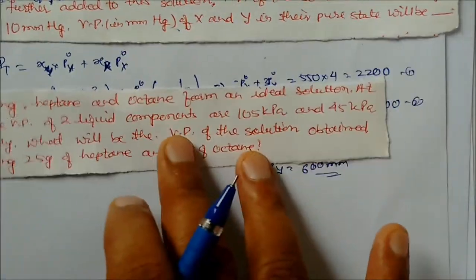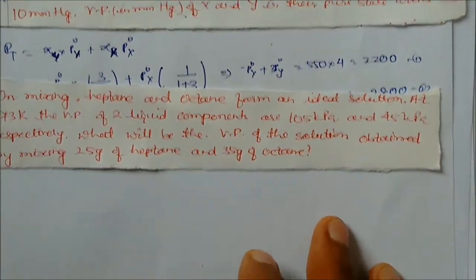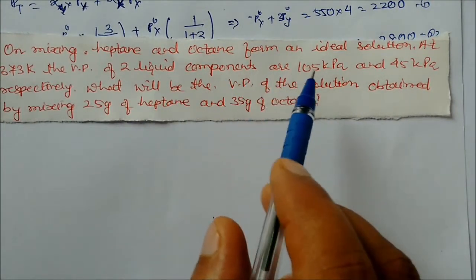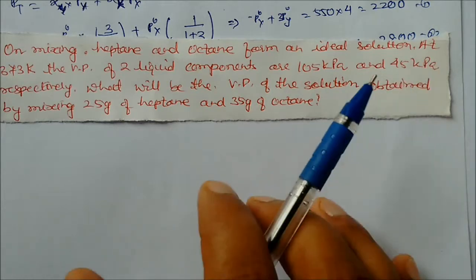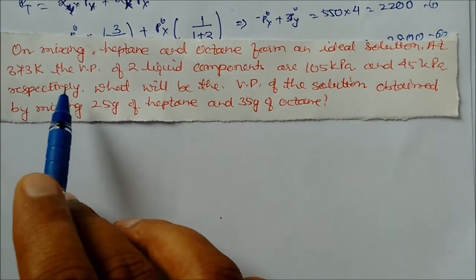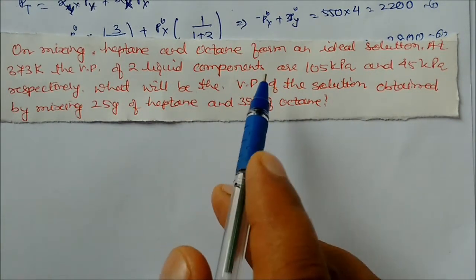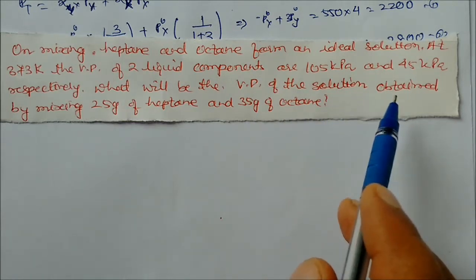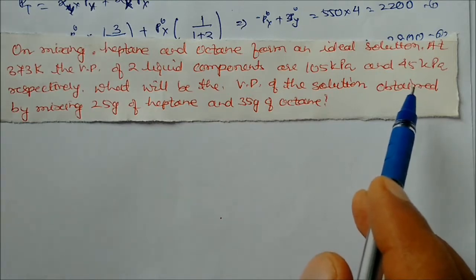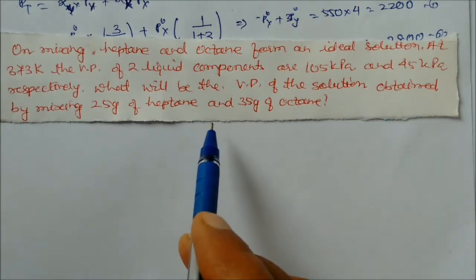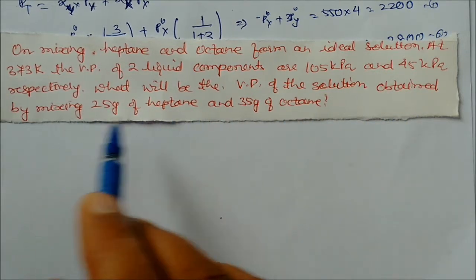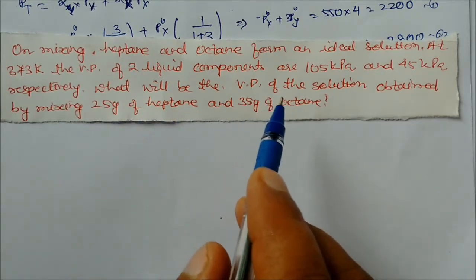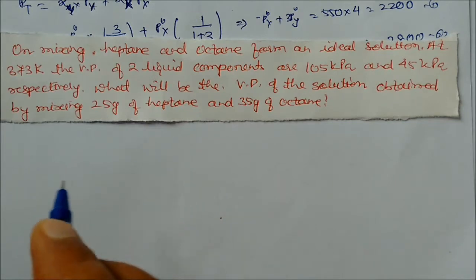So now next is on mixing, heptane and octane form an ideal solution. At 373 Kelvin, the vapor pressures of the two liquid components are 105 kilopascal and 45 kilopascal. By mixing 25 gram of heptane and 35 gram of octane, the two compounds, again we are mixing them. So on mixing, what will be the vapor pressure of the solution? They are asking what is the total vapor pressure.